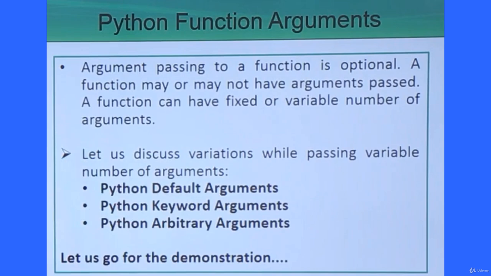A function can have a fixed or variable number of arguments. As we discussed, those are the variations while passing arguments to a function. So how to pass a variable number of arguments to a function? That can be categorized under three different heads: Python default arguments, Python keyword arguments, then Python arbitrary arguments.